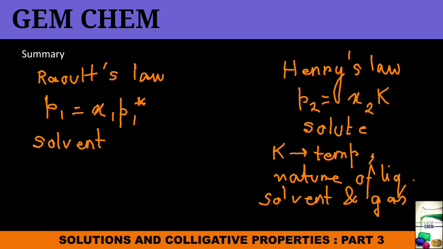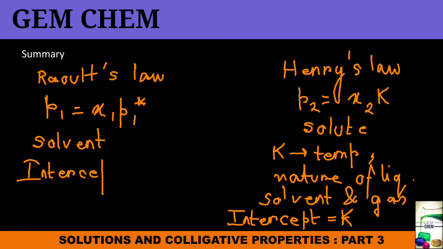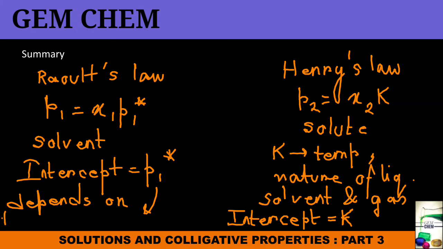Whereas in this case, the intercept which we get is k, whereas in this case the intercept is P1 star, right? And P1 star also depends on temperature and nature of liquid solvent.